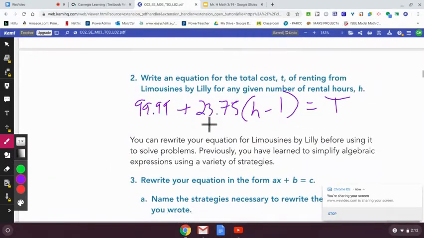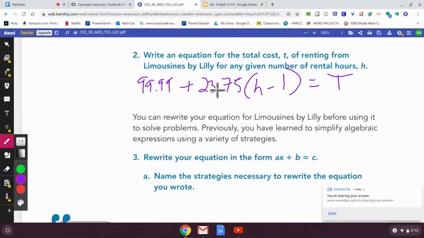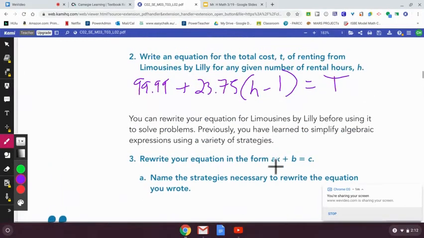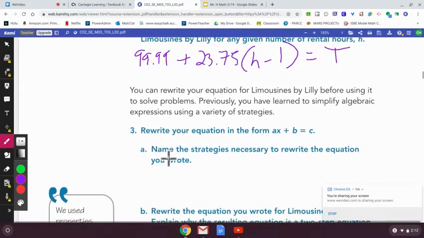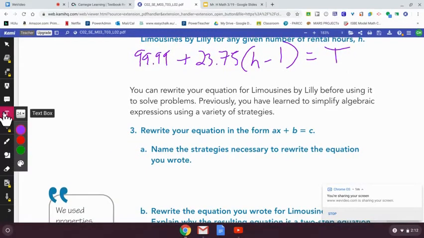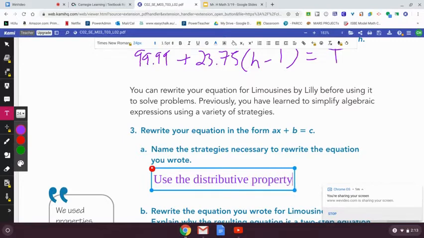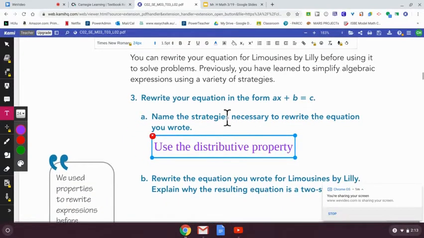So now what we're going to do, maybe you guys wrote something different, but you're going to see how this equation that we just wrote is similar to what you did if you had another one that you checked with the table and it still worked. Okay, so now if we were going to change this one so it looked more like this line where it's AX plus B equals C, what we would have to do to get rid of these parentheses is use the distributive property. So use the distributive property would be the answer to this one. And that's going to break through these parentheses.